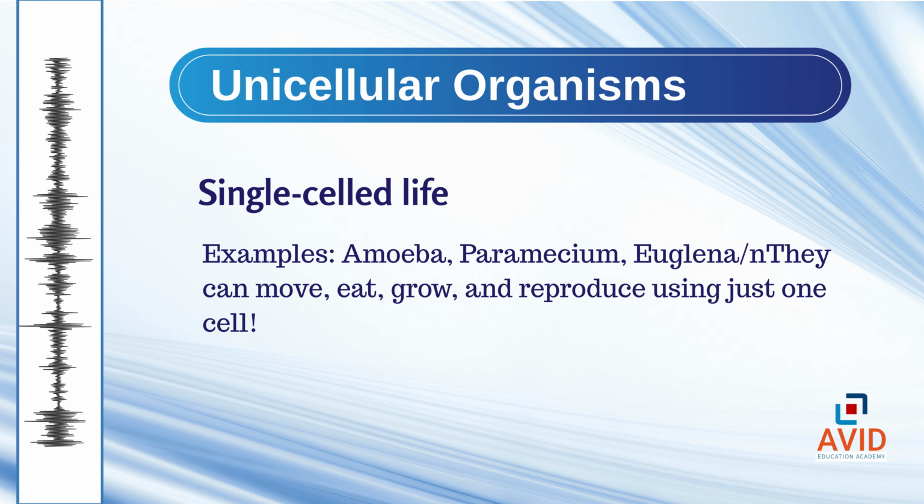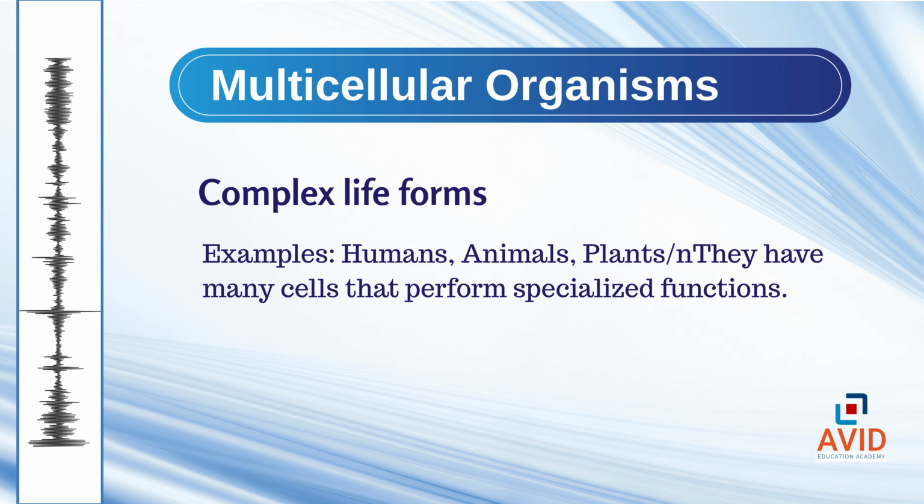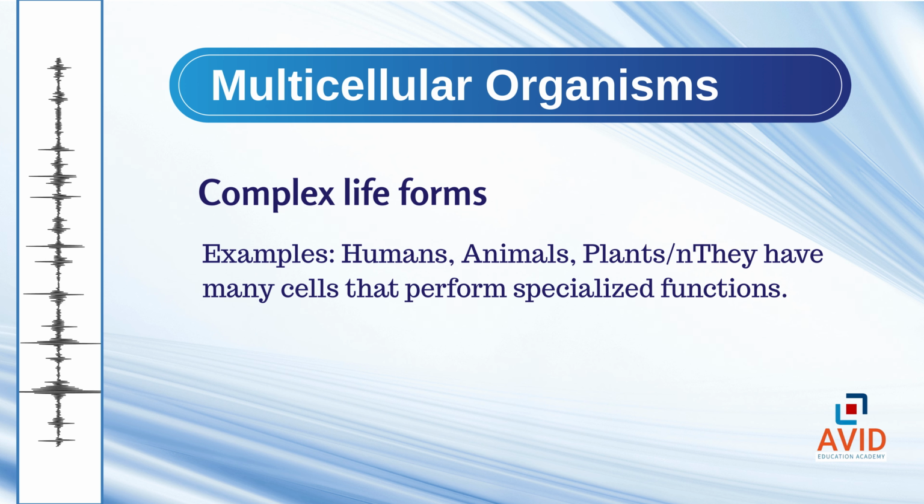Yes, these are tiny and often invisible to the naked eye, but they perform all life functions like a full-fledged body. The second type is called multicellular organisms. Multi means many. So these are made up of millions or even trillions of cells. Humans, animals like elephants and dogs, plants like banyan trees, and insects like butterflies all are multicellular. In these organisms, different cells perform different tasks. Some form bones, some form skin, some help in digestion, and some help in thinking, like brain cells.